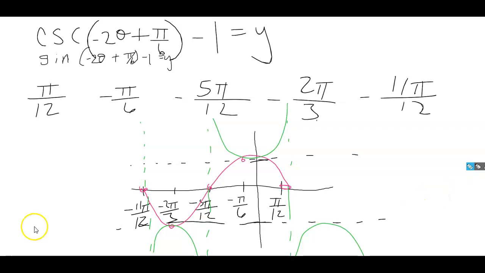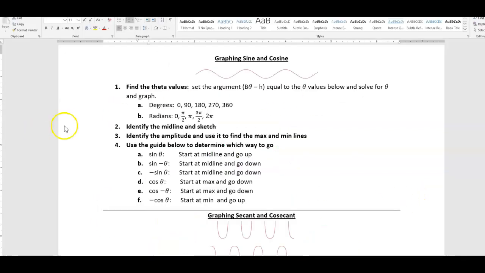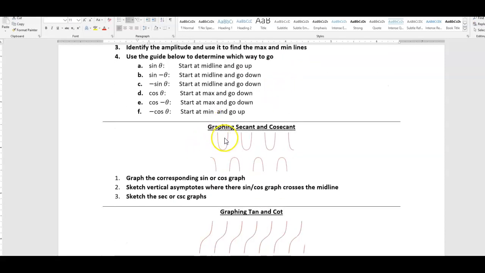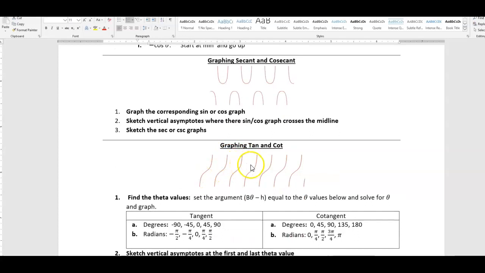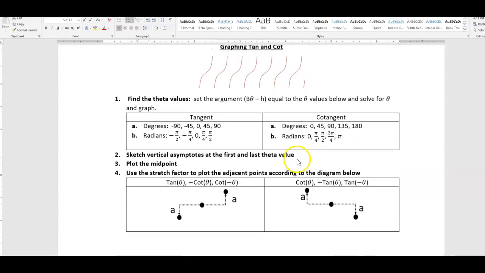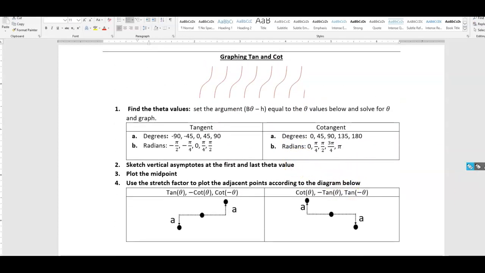We'll do one more type of problem for you guys. So far we've reviewed graphing sine and cosine. We reviewed graphing secant and cosecant. And now we're going to talk about tangent and cotangent. Now, when you're graphing tangent and cotangent, it's a little bit tricky. You have to pay attention to the angles a little bit more carefully. For tangent, your angles are these. For cotangent, your angles are different. Okay? So let's go ahead and get started here.